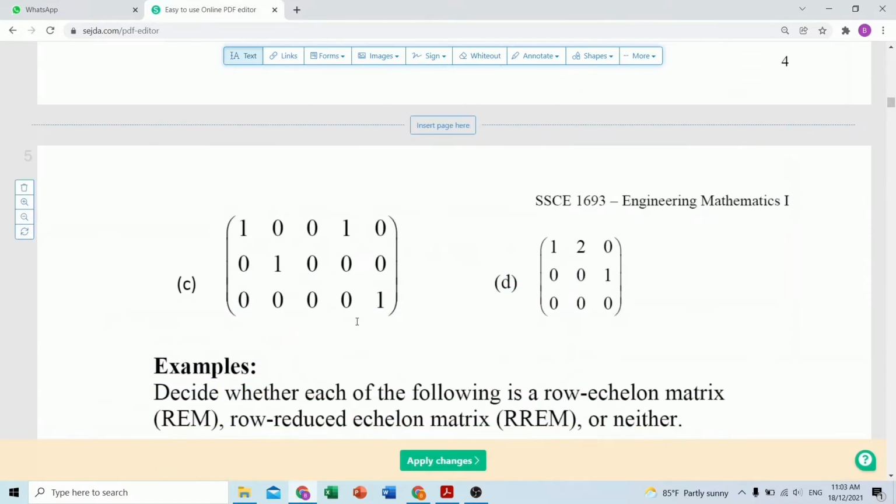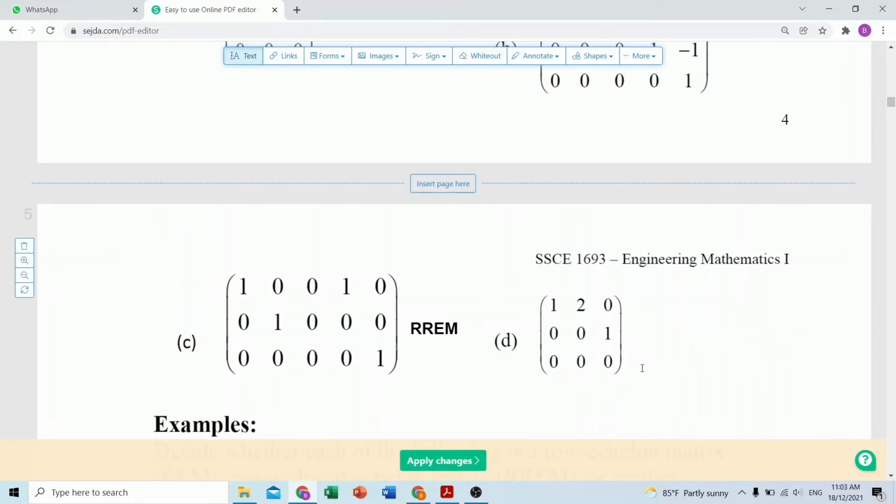And for the third one, as you can see, this also follows the property of row-reduced echelon matrix. While for the last one, clearly this is similar to the matrix in part A, so this follows the property of echelon matrix. Okay, so for now I will pass it on to Jin Yao to further explain these two.